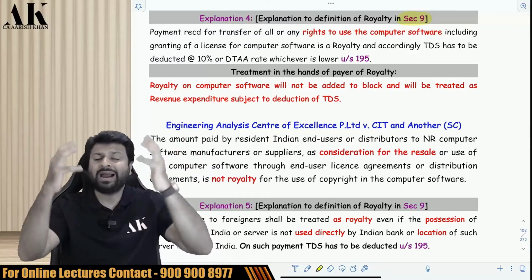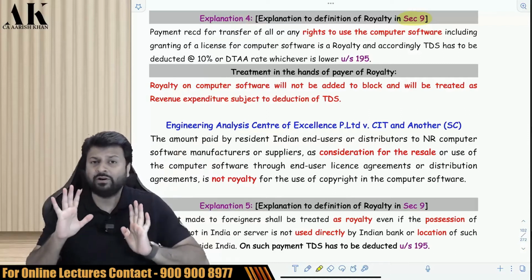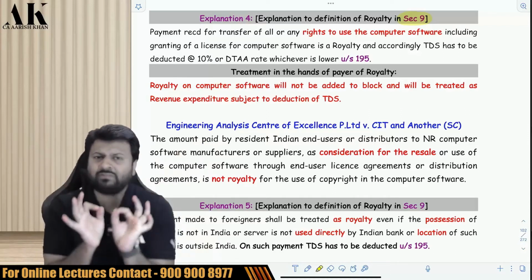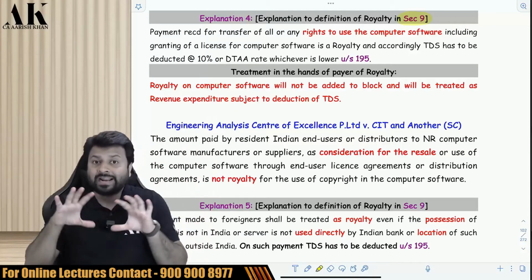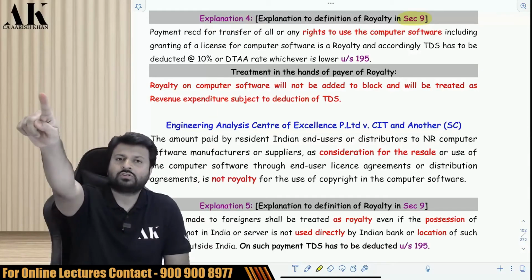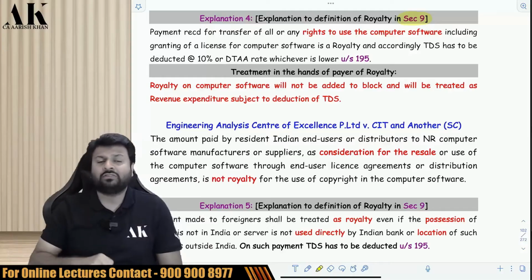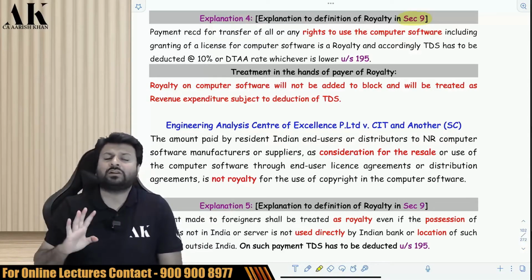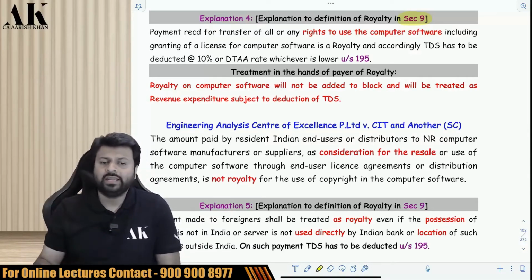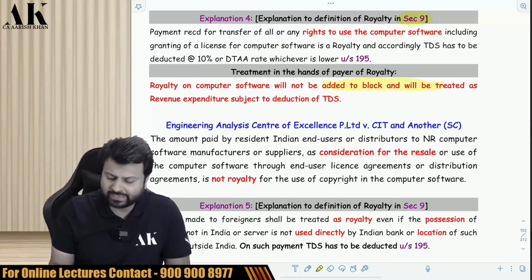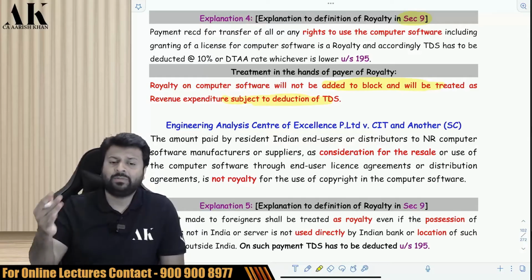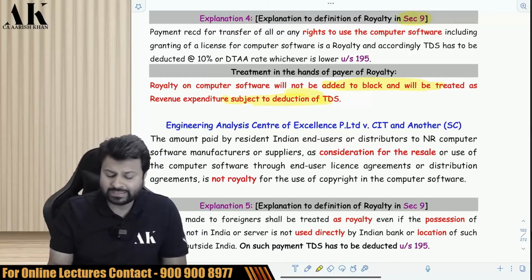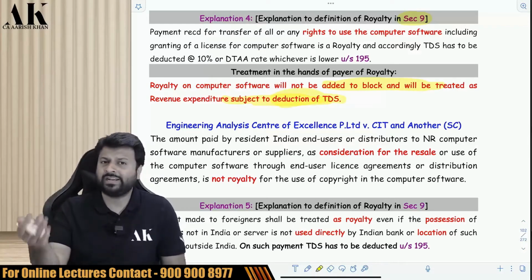But if you buy that computer software, be very careful. There is a very thin line of difference between what I am trying to say. For case 1, if I buy the rights of a computer software, there is Microsoft outside India, and from Microsoft I am buying the rights of the computer software, then it is a royalty. It should not be added to the block of asset. It will not be added to the block of asset. It will not be treated like an asset. It will be treated like a revenue expenditure, and that revenue expenditure will also be subject to TDS under section 195.